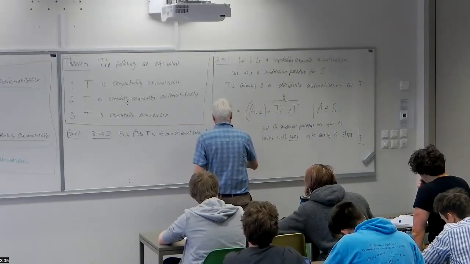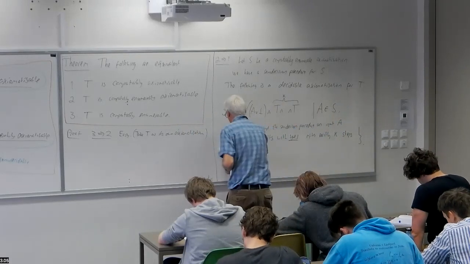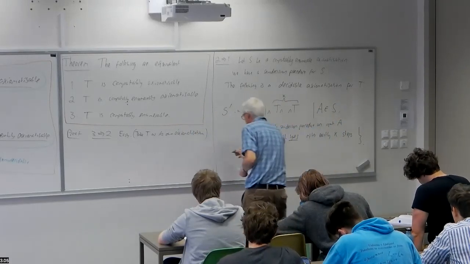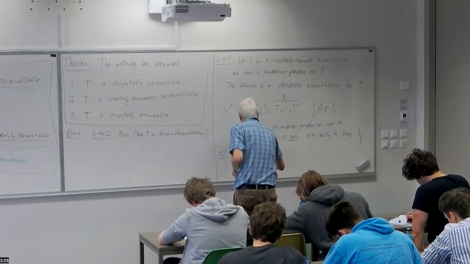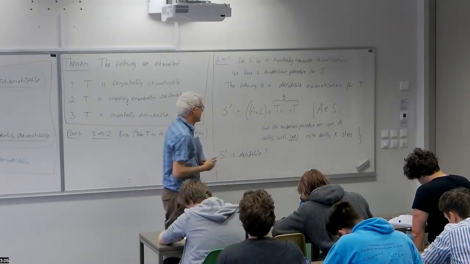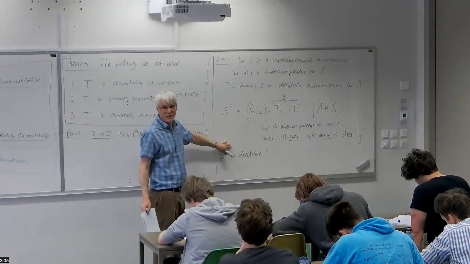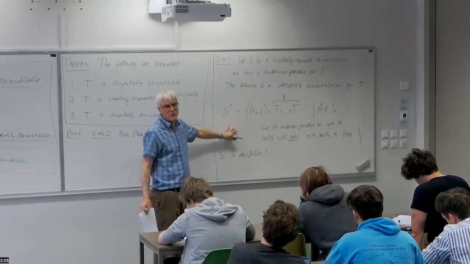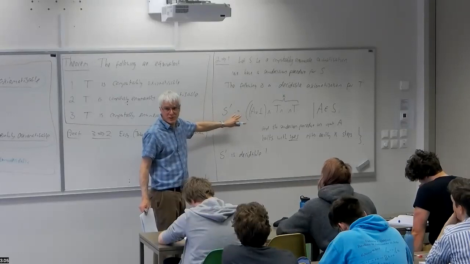So this is decidable. This means S prime, to be clear, S prime is decidable. Right, let's see why that's the case. So this is the interesting thing now, and I'm not going to write it down, but you should just be able to think about it and understand the reason once you've heard it once.